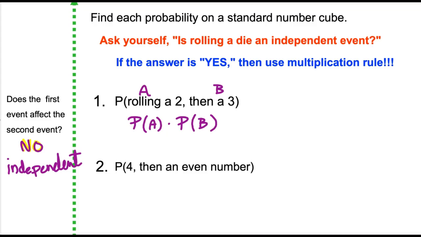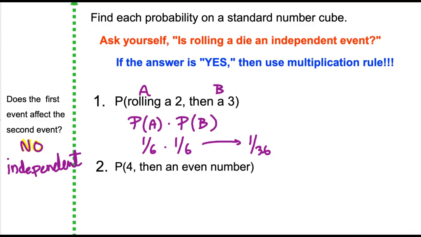The probability of rolling a 2 would be what? 1 out of 6, good. And the probability of rolling a 3 is also 1 out of 6. So this is 1/6 times 1/6, which is 1/36.